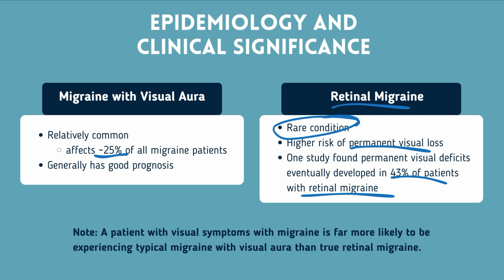This finding suggests a potential for serious long-term consequences that differ dramatically from the prognosis of typical migraine with visual aura. However, this high figure may be overestimated due to publication bias, as journals favor reporting cases with complications. This substantial difference in prevalence means that when a patient reports visual symptoms associated with migraine, they are far more likely to be experiencing typical migraine with visual aura rather than true retinal migraine. Nevertheless, the potential for permanent visual loss in retinal migraine makes distinguishing between these conditions clinically significant. This is why precise diagnostic terminology and criteria matter. They help identify patients who may need more aggressive management or closer monitoring due to different prognostic implications.